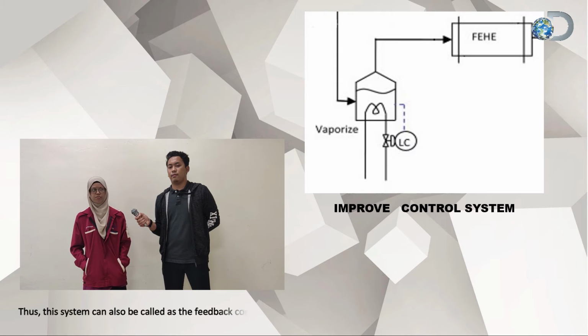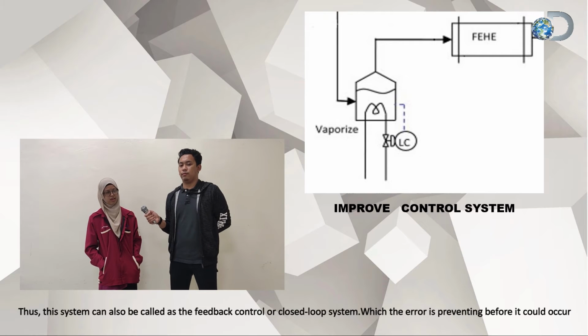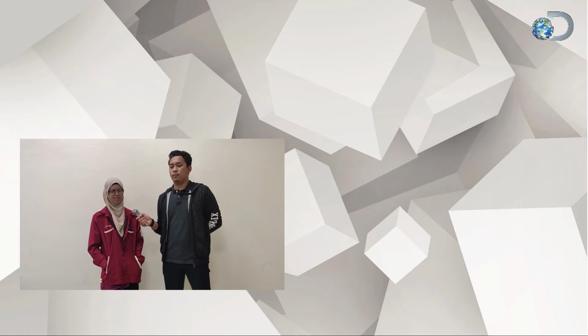Thus, this system can also be called a feedback control or closed loop system, in which the error is prevented before it could occur. That's all.